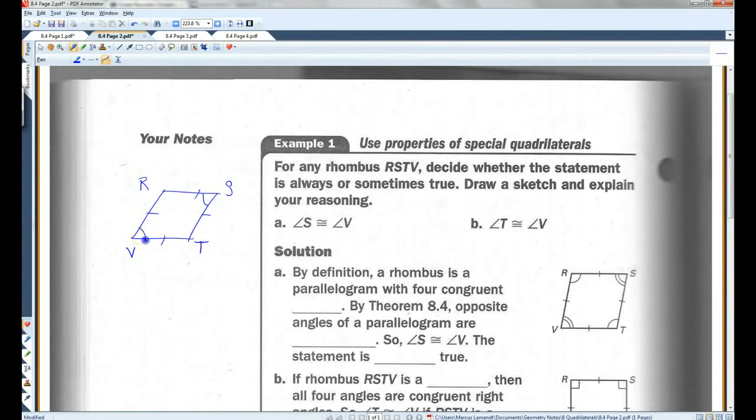Is S always congruent to V? By definition, a rhombus is a parallelogram with four congruent sides. By theorem 8.4, opposite angles of a parallelogram are congruent. So, because these are opposite angles, they always have to be congruent. The statement is always true. Alright, T congruent to V.